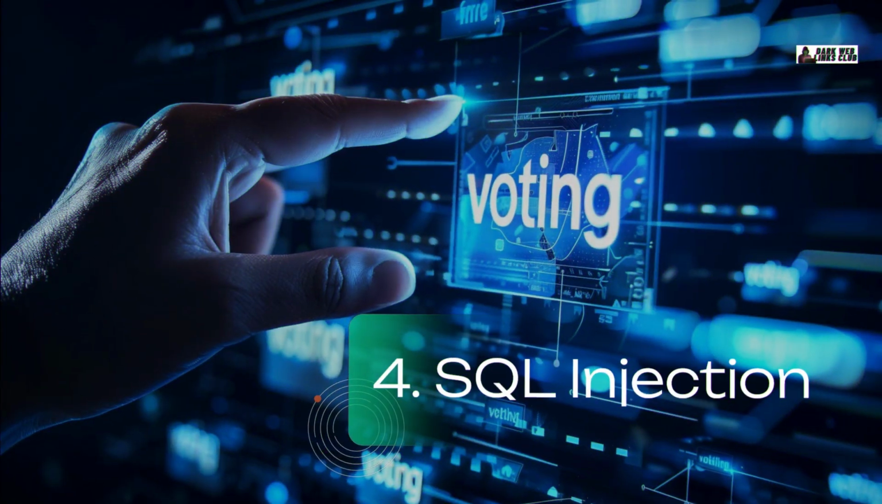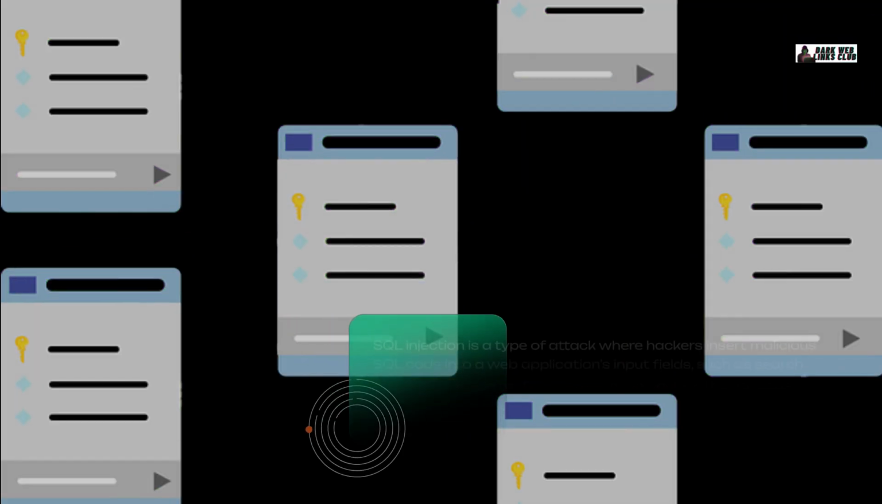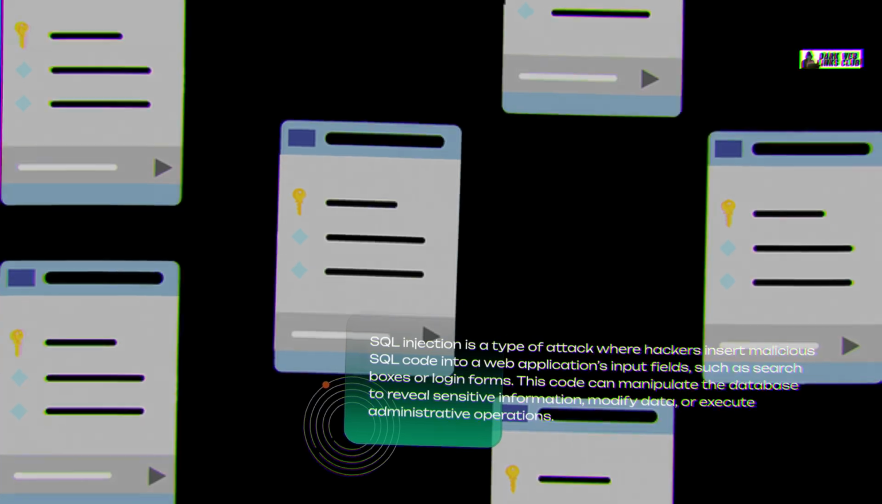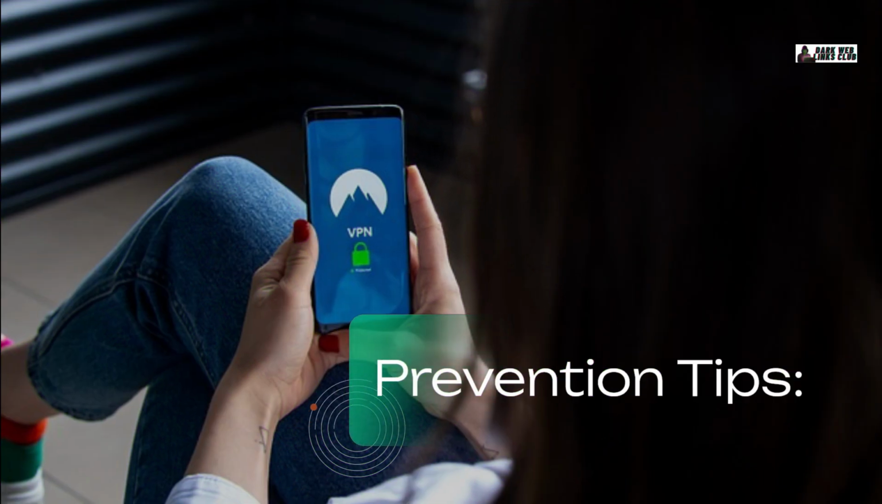4. SQL injection. SQL injection is a type of attack where hackers insert malicious SQL code into a web application's input fields, such as search boxes or login forms. This code can manipulate the database to reveal sensitive information, modify data, or execute administrative operations. Prevention tips.